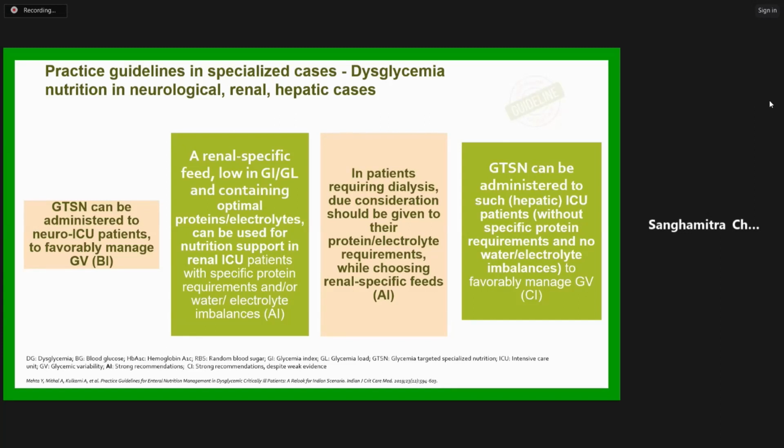For hepatic patients, without much of specific requirements of protein, without hepatic encephalopathy, the non-decompensated liver patients, we can sometimes give the standard GTS and it's not a problem. But if we come across a very severely ascitic patient or somebody in acute liver failure or decompensated liver failure, we might have to think otherwise in terms of fluid management, electrolytes, and so on.